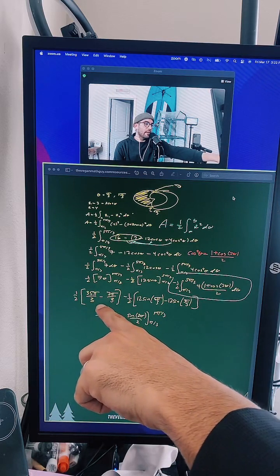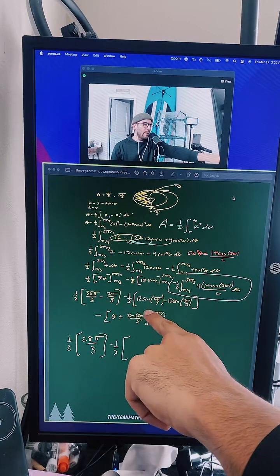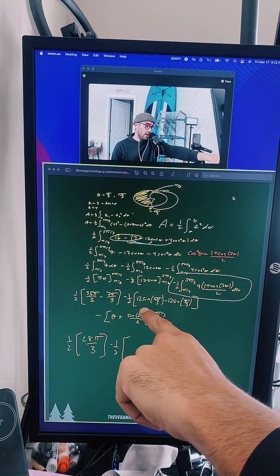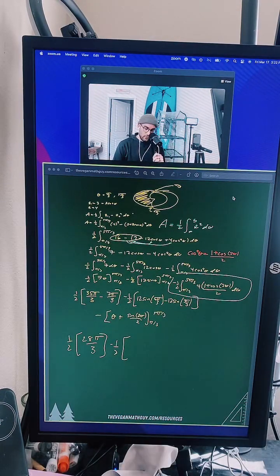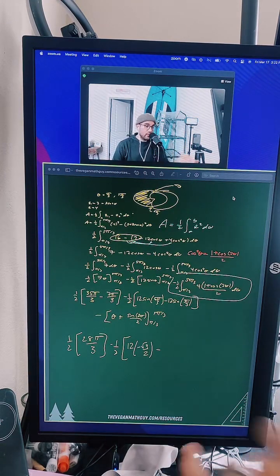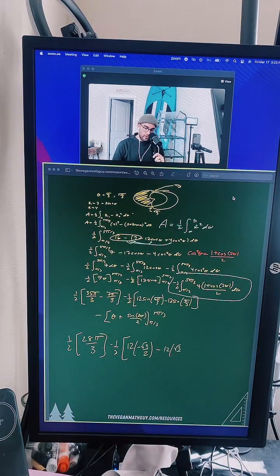Okay, so let's simplify that first parentheses. 35 pi over 3 minus 7 pi over 3. That's going to be 28 pi over 3 minus 1/2. 12 sine pi over 3. That is going to be negative root 3 over 2. So this is 12 times negative root 3 over 2 minus 12 sine pi over 3. That's 12 root 3 over 2. Got to know your unit circle.